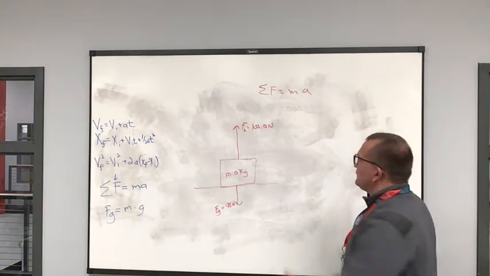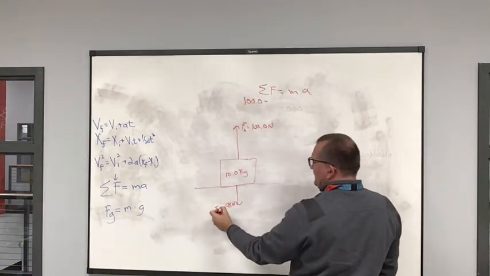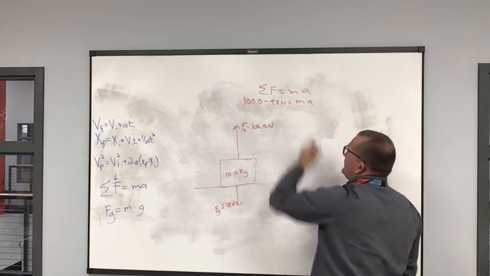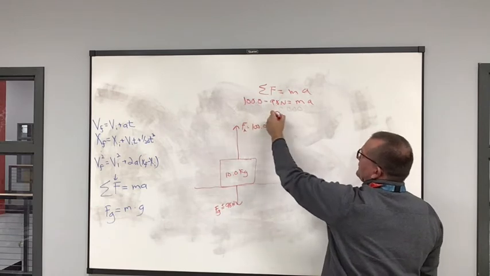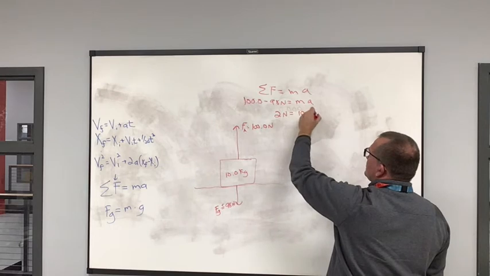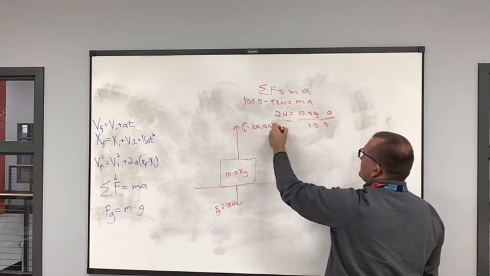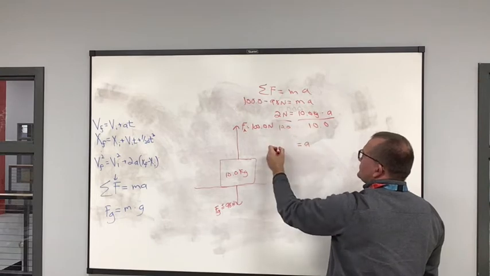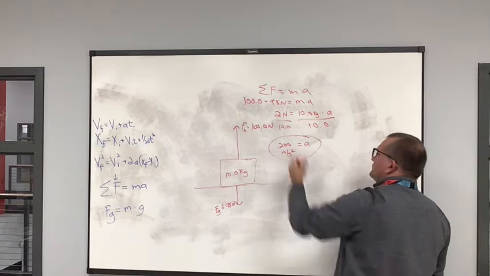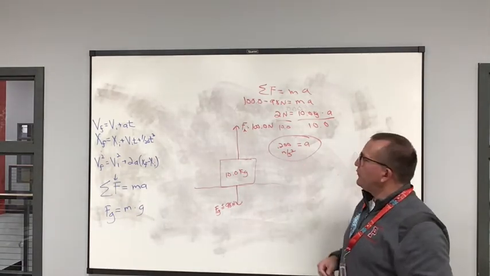So what's my net force? My net force is the upward force of 100 added to my negative 98 newtons here, is equal to ma. 100 minus 98 is 2 newtons. The mass is 10 kilograms, and I solve for a. So I divide by 10. My acceleration is 0.2 meters per second squared.